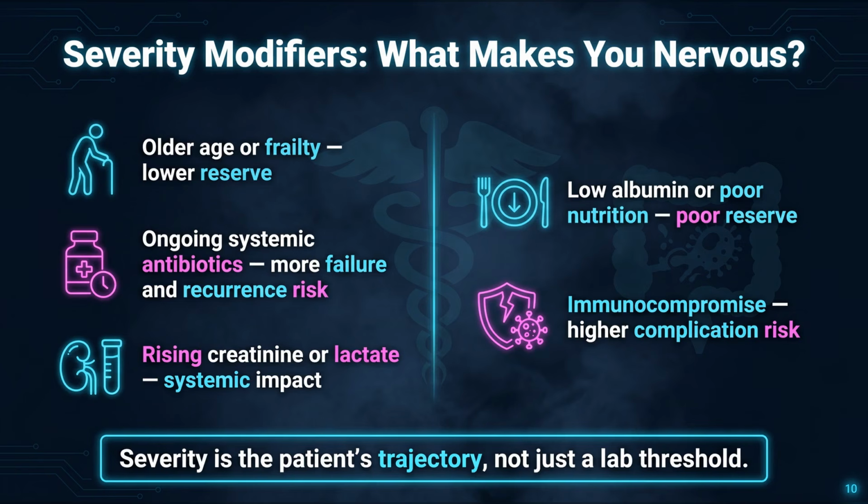Severity classification is not just a laboratory threshold. It is the patient's trajectory. Older age, frailty, ongoing systemic antibiotics, worsening renal function, rising lactate, poor nutrition, and immunocompromise all make me more cautious. These factors should lower your threshold for closer monitoring, early consultation, and a stronger discharge plan.